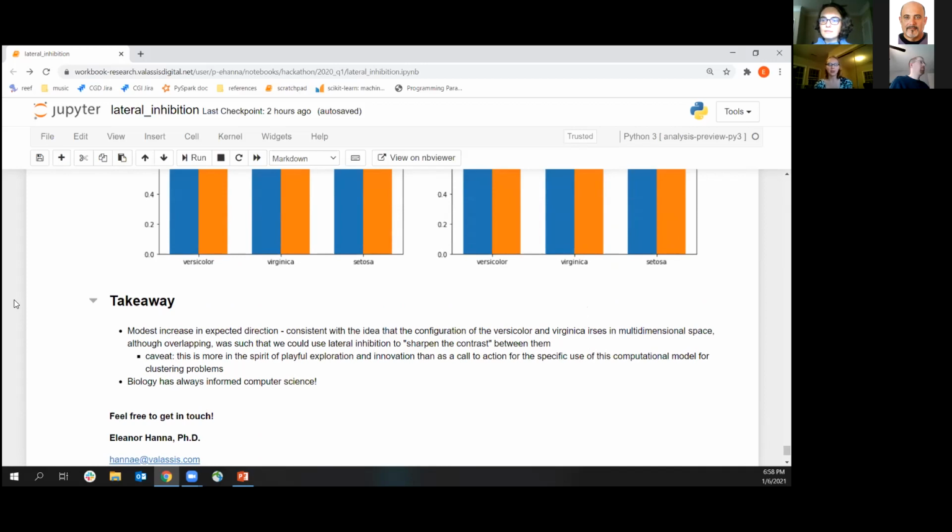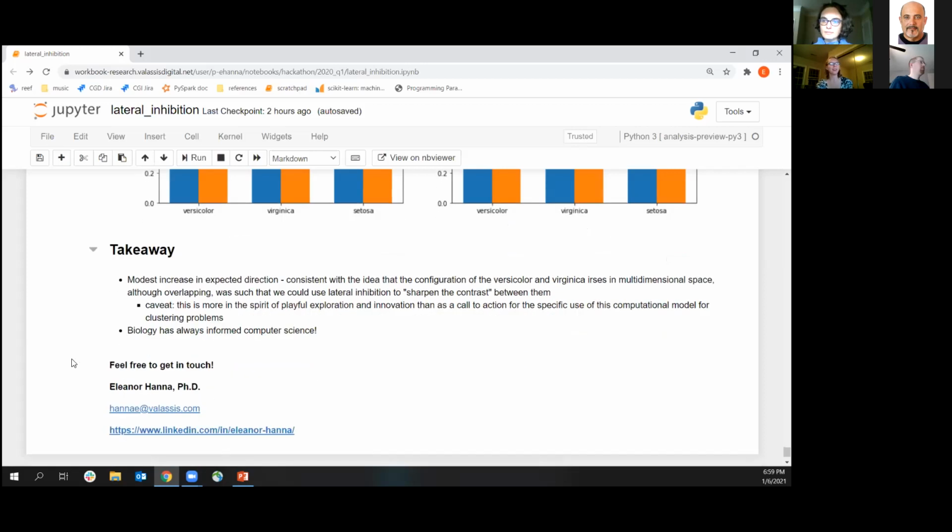Basically, if you need a takeaway from this latter half of the presentation, it's, again, this is all very modest and more playful than anything, but I think it's really worthwhile to explore the inputs and insights we get from other disciplines when we're trying to find innovative solutions to problems. And of course, it's always important to remember that computer science owes a whole lot to biology.